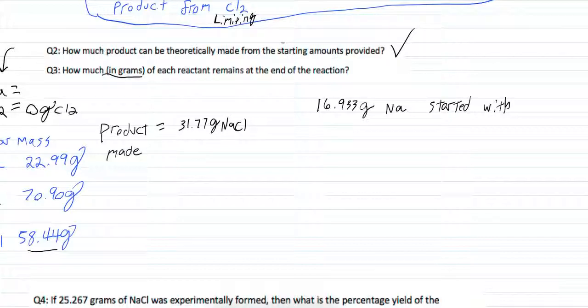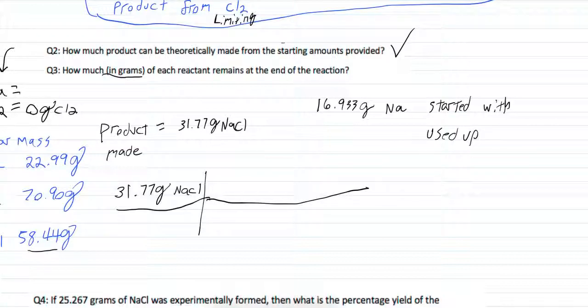Next, we need to figure out how much we used up and how much is left over. So our new objective is to find the amount used up. And to do that, we're going to compare the amount of product we made to the amount of reactant needed. So we know we made 31.77 grams of NaCl. As with everything, you need to compare this in moles. Now I want you to try pausing this part and trying it for yourself. Okay, let's see how you did.